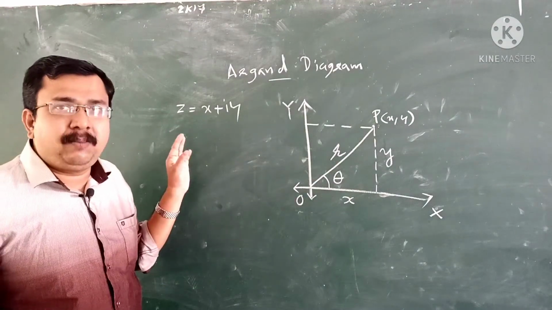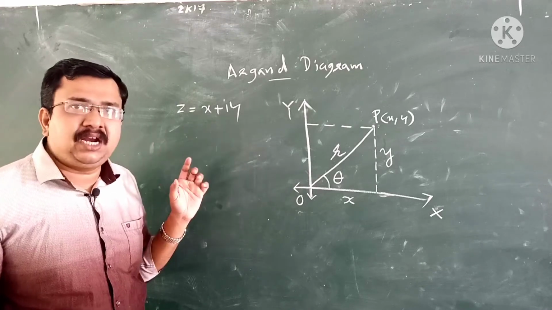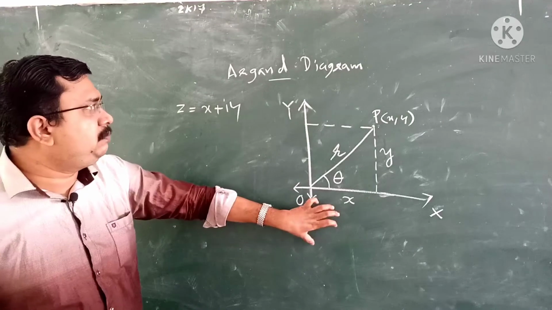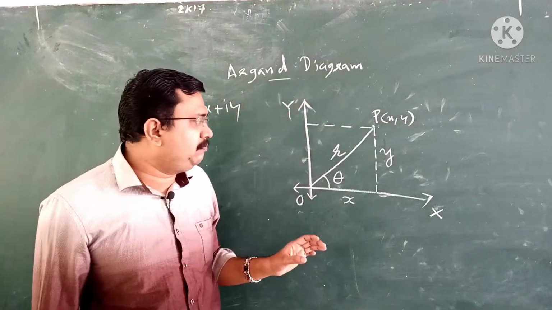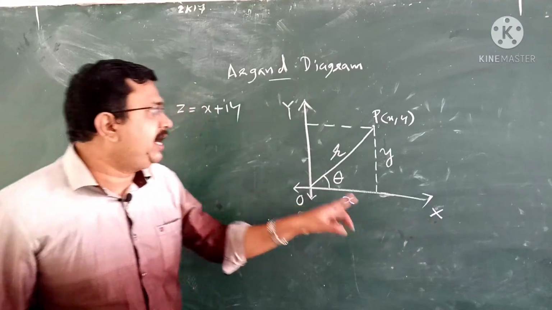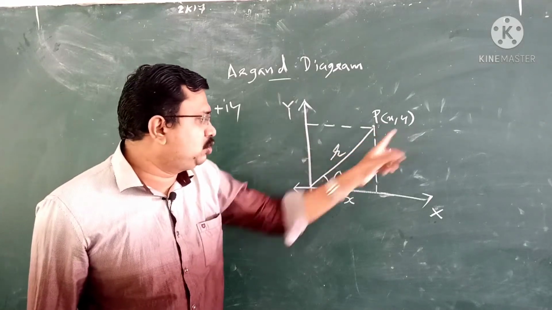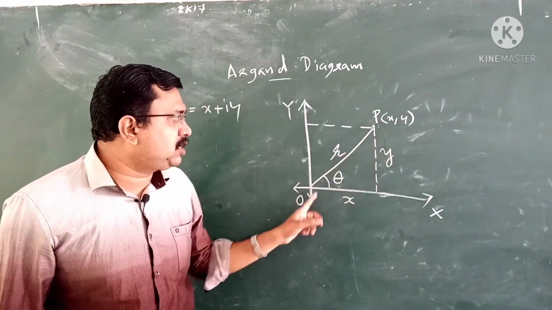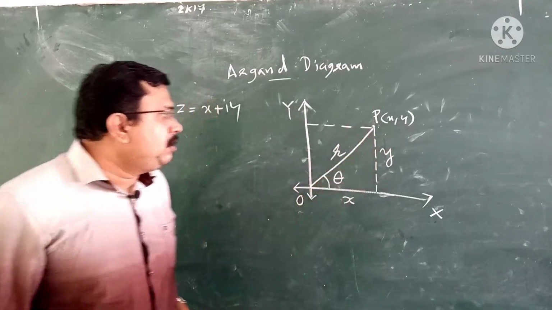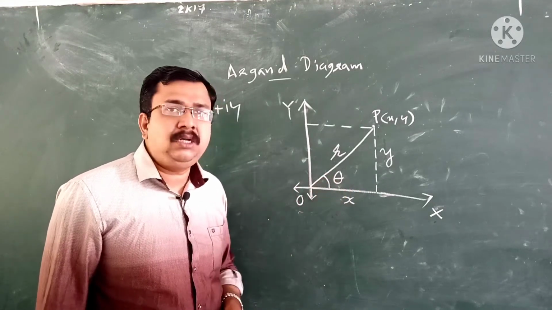We know that a complex number means a number of the form x plus iy, where x and y are real numbers and i is equal to root minus 1. This can be represented by using an Argand diagram. Here the x-axis is called the real axis and the y-axis is called the imaginary axis. Here is P(x, y). The distance OP is called r, and here is x and y and here is an angle called theta.